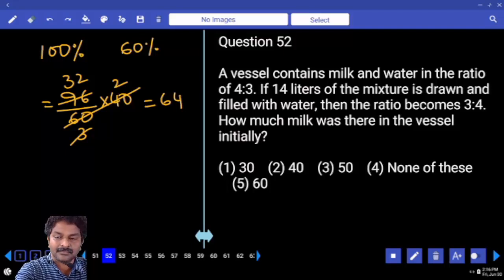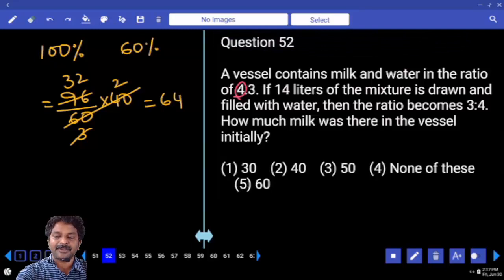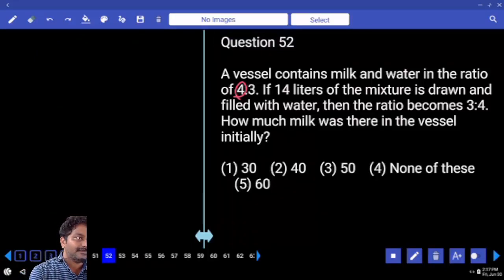A vessel contains milk and water in the ratio 4:3. If 14 liters of this mixture is taken out and filled with water, then the ratio becomes 3:4. How much milk was there in the vessel initially? Milk in the vessel initially, how many parts is there? Should be a multiple of 4. Multiple options are there, so we have to calculate.